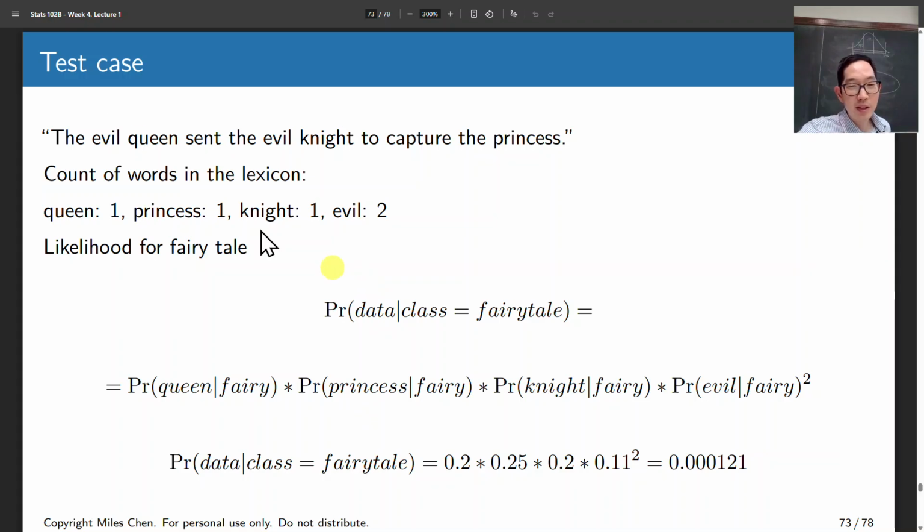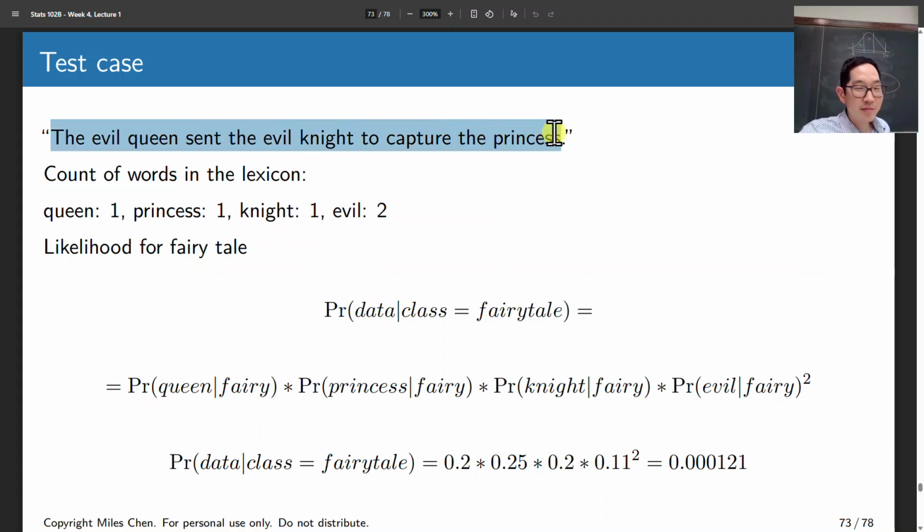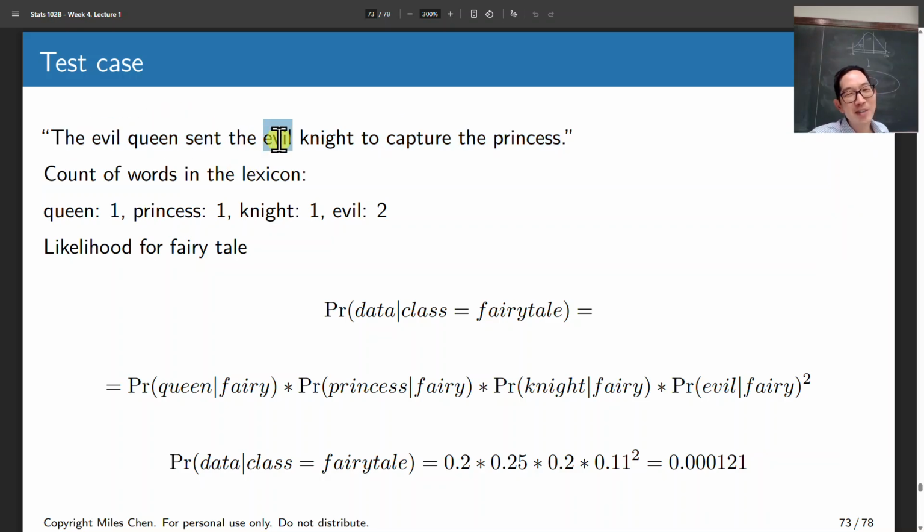Okay, so, test case: the sentence, the evil queen sent the evil knight to capture the princess. Do you think this is a sentence that came from a fairy tale or from a chess article? If you see things like evil, probably not about chess, and then princess, again, not about chess. So our gut is going to say this is going to be fairy tale.